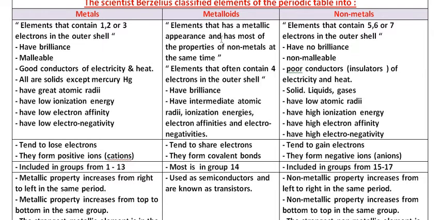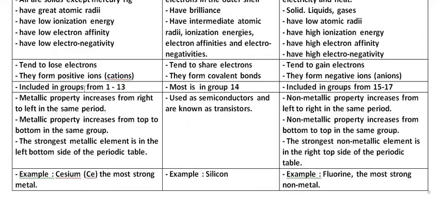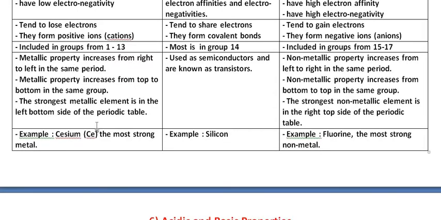In between them there are metalloids. They have some properties of metals and some other properties of the non-metals. They have metallic appearance and have most of the properties of non-metals. They tend to lose electrons, tend to gain electrons, tend to form positive ions, or negative ions or anions. These are around group 14. Okay.